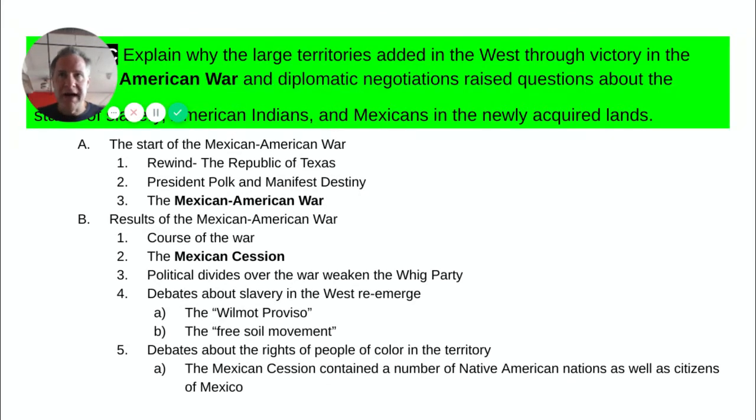But Democrats and Southerners are very concerned that the proviso may come up again, especially if there's a Whig president that comes into office. So now they are on alert for this, and they're concerned that the Wilmot Proviso, while dead, may be resurrected. And that was an area of significant concern.